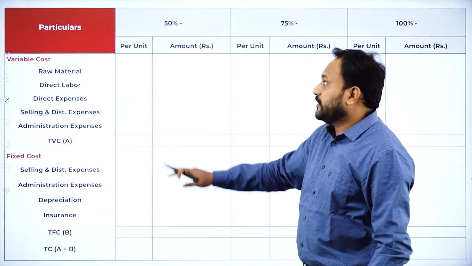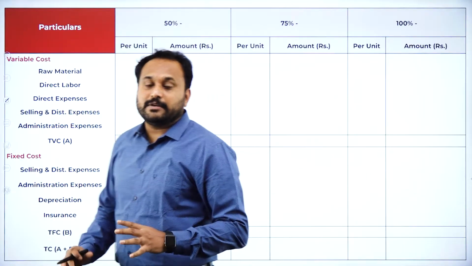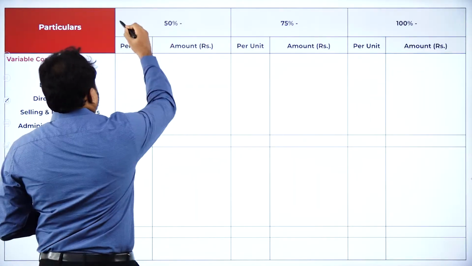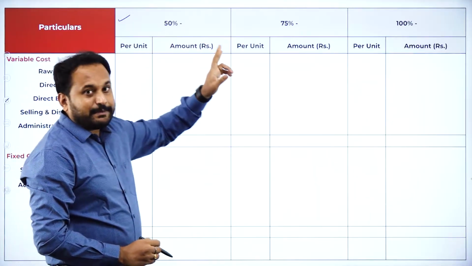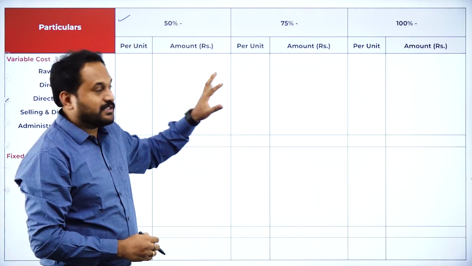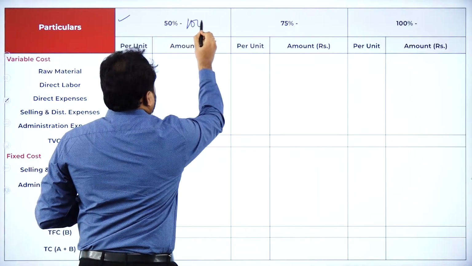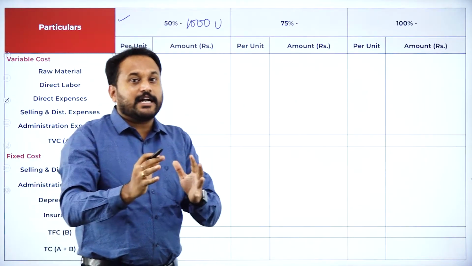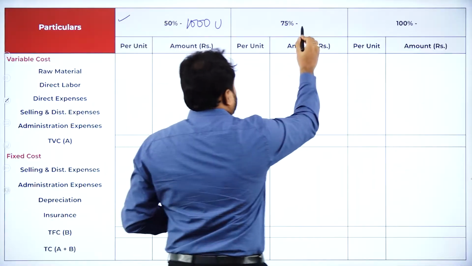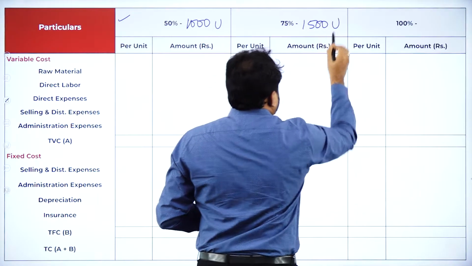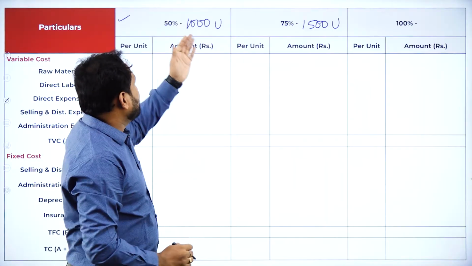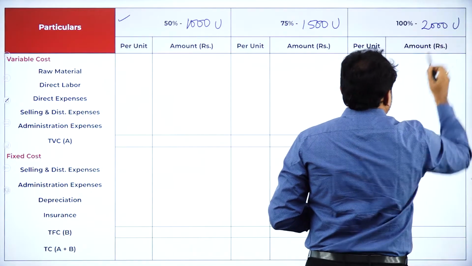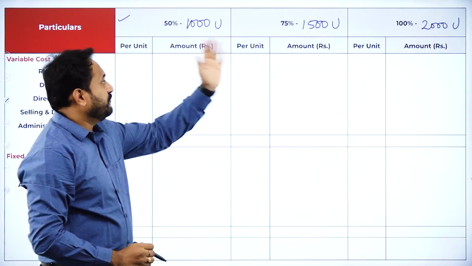Now I have given you the format here. I have already arranged a format for you. Now we are supposed to fill each and every column properly. The first one, we always start with 50% capacity. In the question they have given that for 50%, we are producing 1,000 units. Now for 75%, how much? We have calculated that in the first working note, so we know that it is 1,500 units. Now for 100%, how much is it? It is the double of 50%. So it is 2,000 units. So we got our first thing filled.